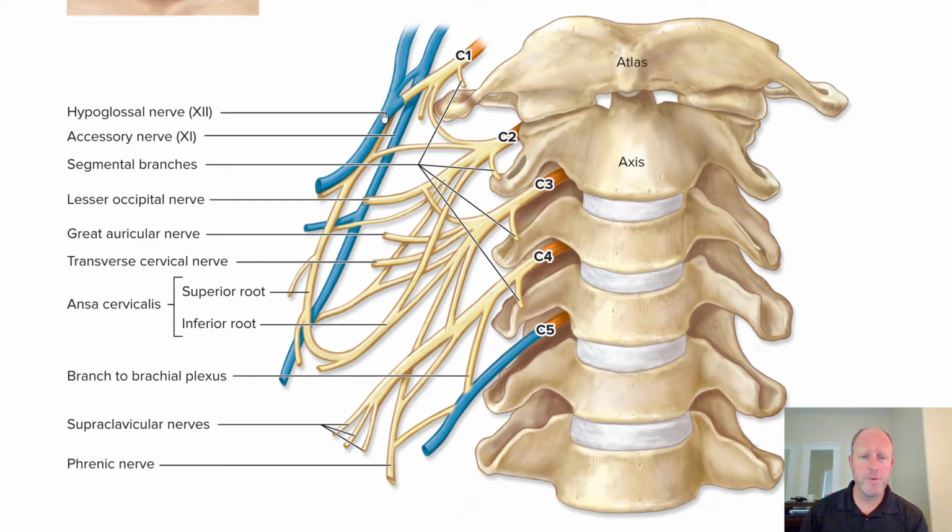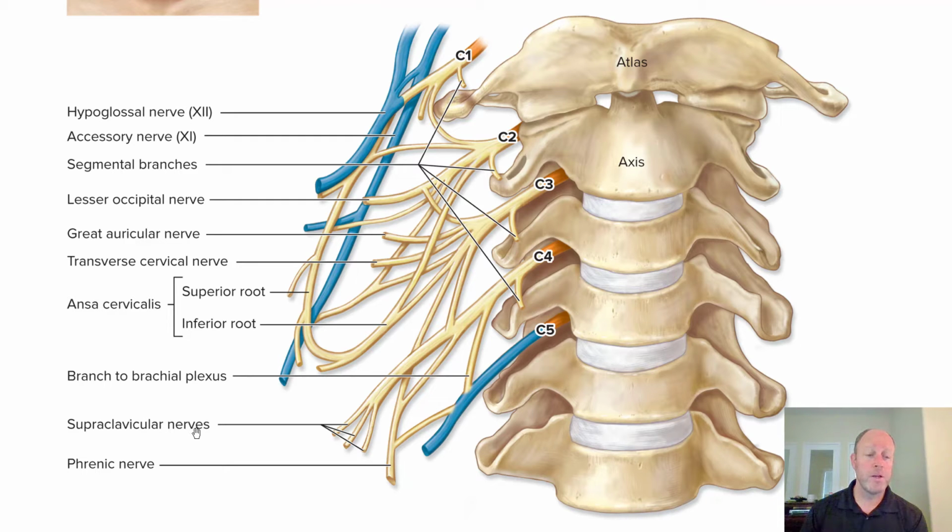We have our hypoglossal nerve here, which is the cranial nerve we talked about before, CN12. Our accessory nerve, CN11, here. Our segmental branches, C1, C2, C3, C4, and C5 through here. Okay, our 5 here. And there's a branch of the brachial plexus, branching out here, that's C4.